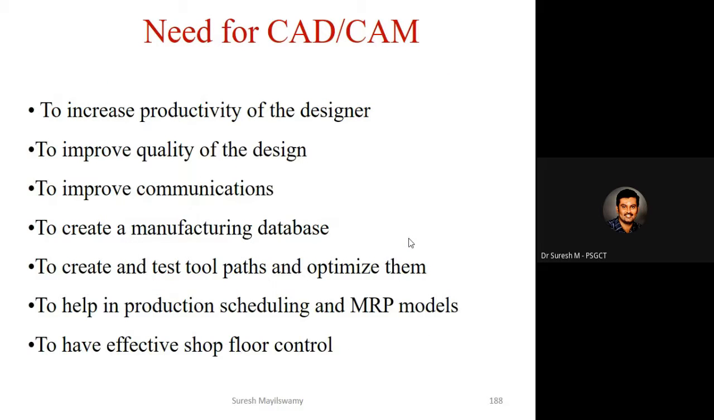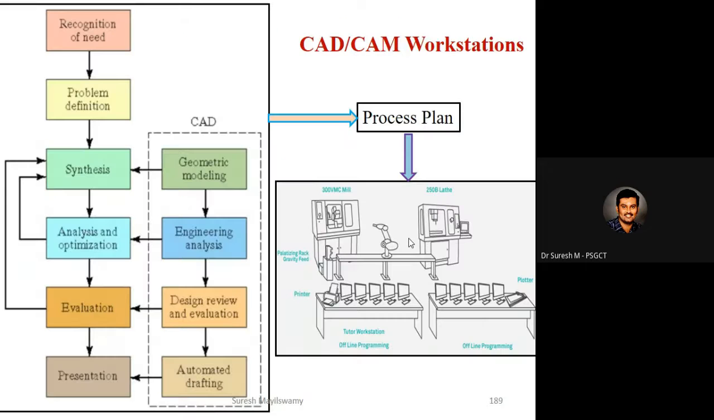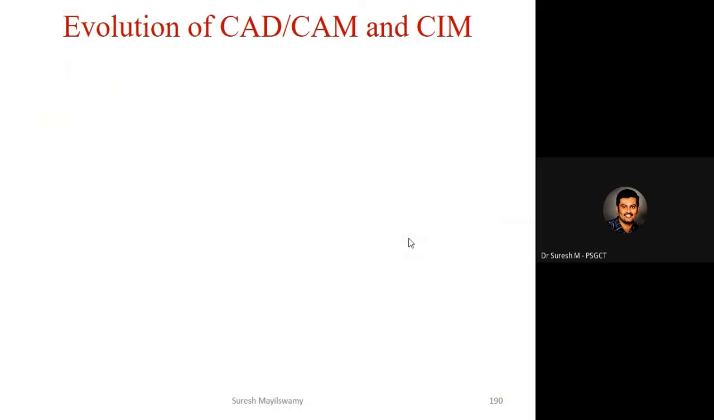So these are the needs for the CAD CAM process: to increase the productivity of the designer, to improve the quality of design, to improve the communications, create a manufacturing database, test tool paths, and optimize. Okay. This is some example. So first is CAD model to CAD, CAD to process planning, and CAM workstations.